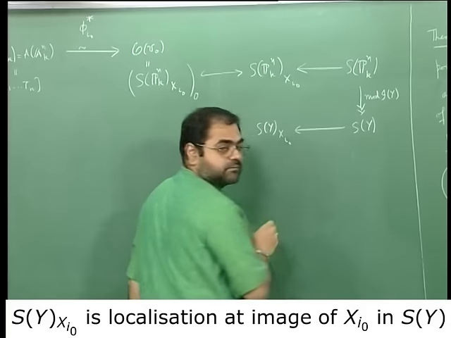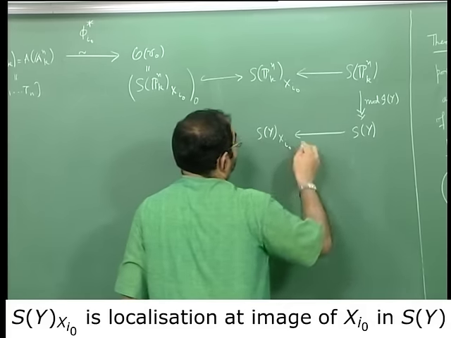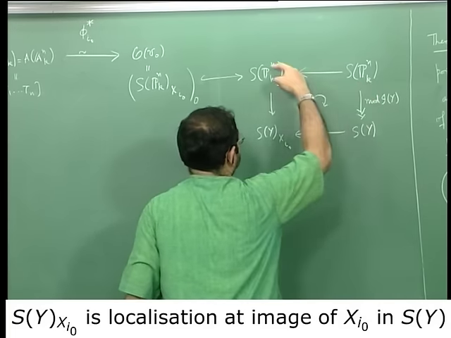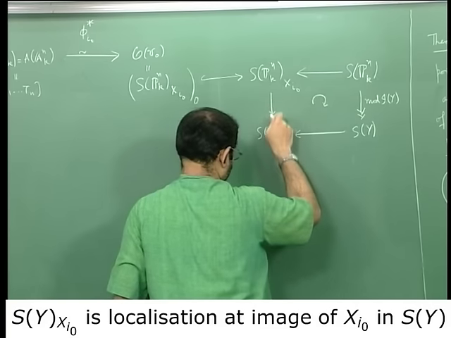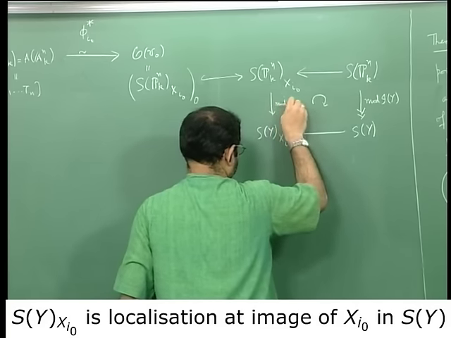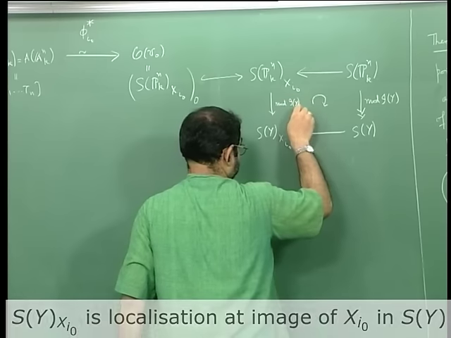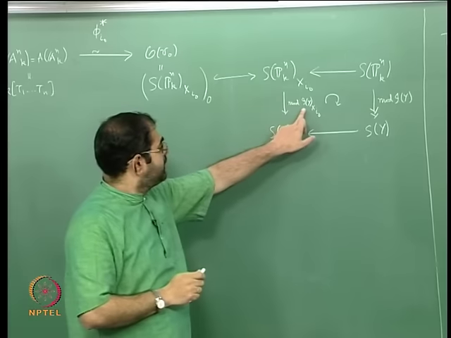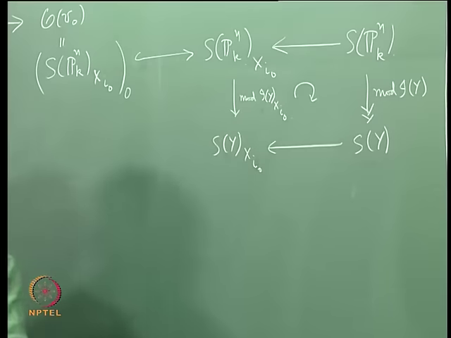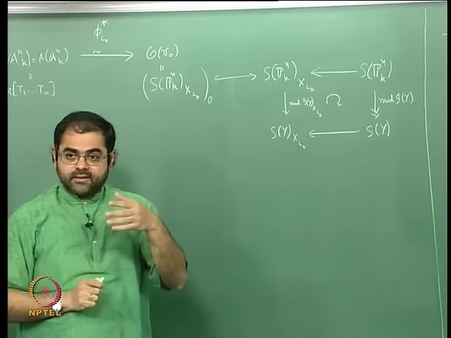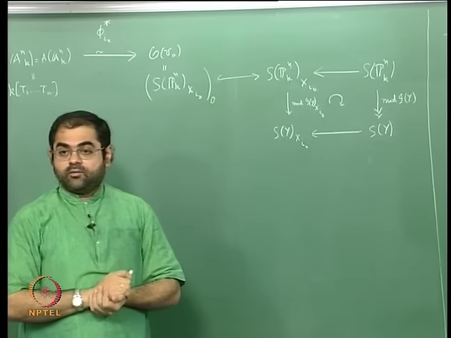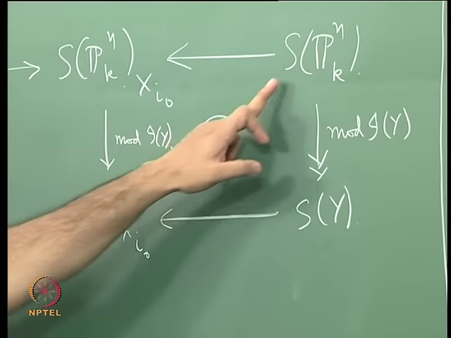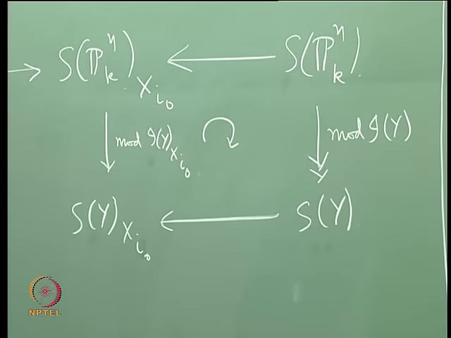So this is the localization, all right. On the other hand, what I can do is first localize at xi naught and then go mod iy localized at xi naught, okay. So not only can you localize a ring, you can also localize an ideal in the ring. In fact, you can localize a module, okay. So iy is an ideal there, and you can therefore localize it, okay.